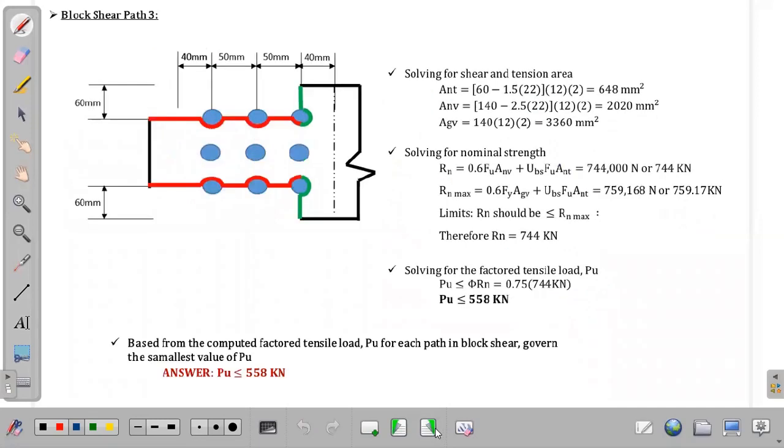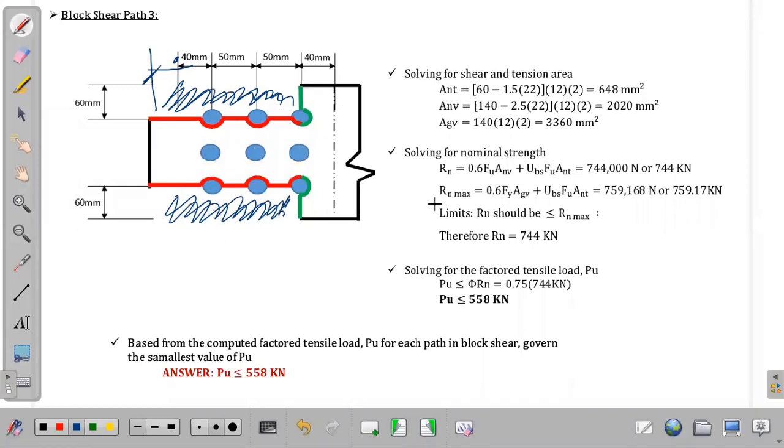And then, okay, meron pang isang path. Pwedeng maging path. So, the third path, pwedeng ganito yung magiging failure. So, ang matatanggal dito. Ito yung matatanggal. Yan yung matatanggal. So, 140 is until here. That is 40. Okay? So, ito namang path, sa third path, ito yung matatanggal section ng ating plate.